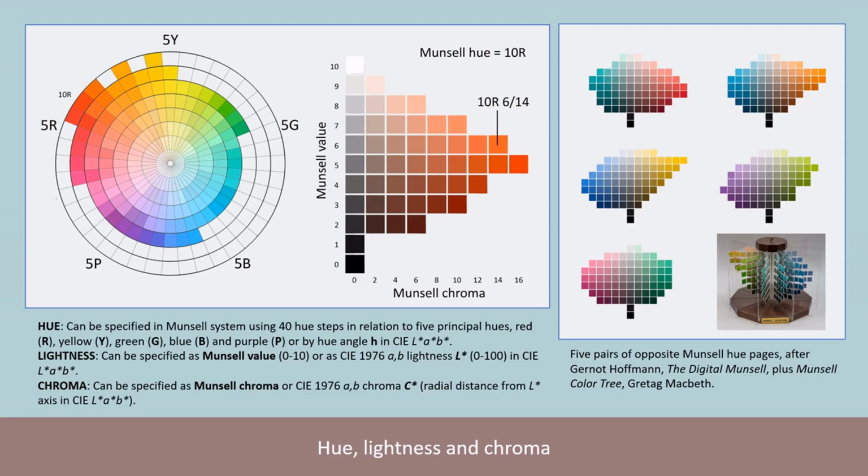Lightness, which is also known as value, grayscale value or tone, refers to the scale between black and white through various greys, and this is specified in the Munsell system in terms of Munsell value, which ranges from 0 to 10, and in CIELAB by L star, which ranges from 0 to 100. And finally we have chroma, in effect the intensity of a colour perceived as belonging to an object. Chroma has often been equated with saturation, but in CIE terminology, saturation is defined as a separate attribute of colour.